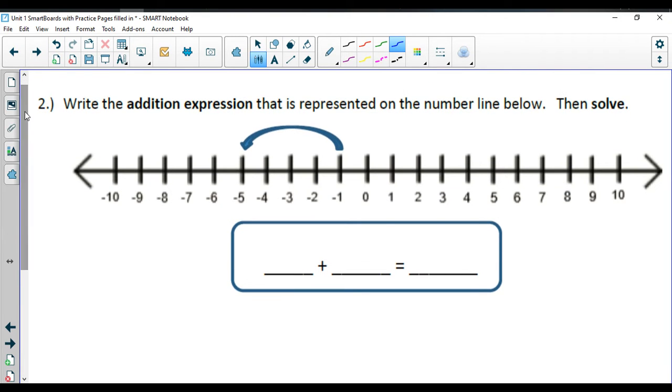Question number 2 on ClassKick, you're going to take a look at this one as well. Write the addition expression that's represented on the number line below, then solve. All right, so your starting spot here is a -1, and you go 1, 2, 3, 4 spots to the left, which is a negative movement. So you're going to say plus a -4, and that'll give you a final answer of -5.